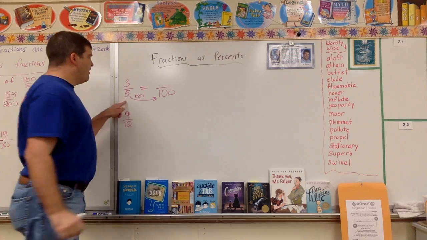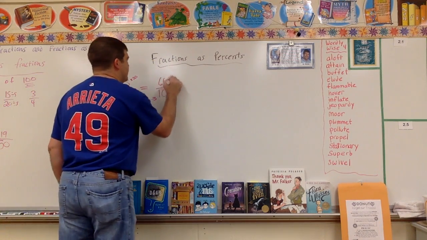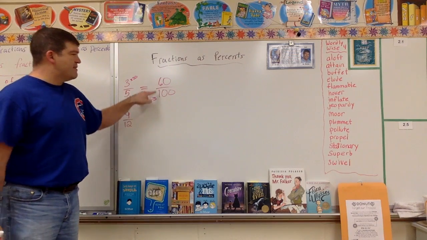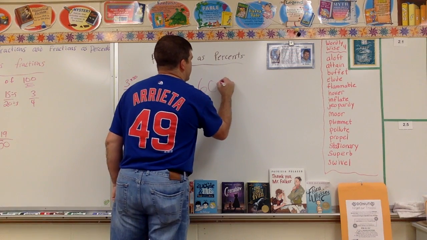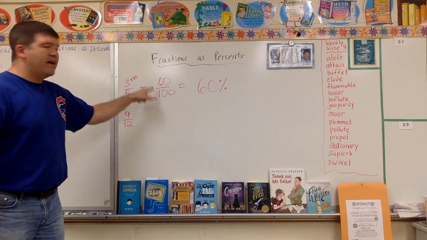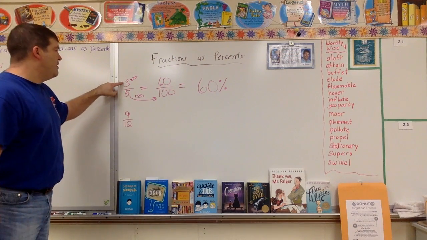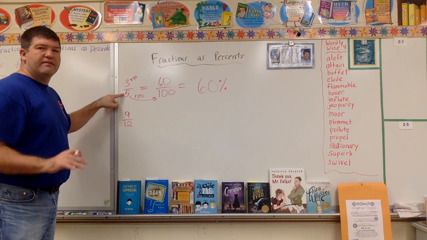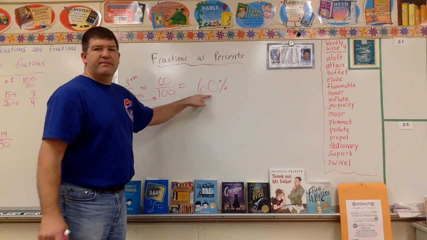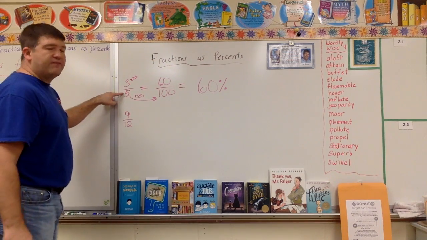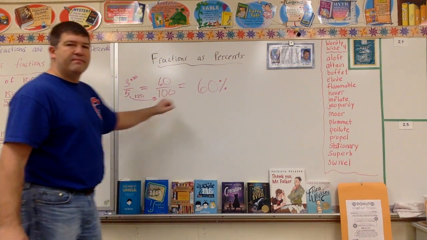Okay? So is there some way this 5 can get to 100? Times 20. 5 times 20 is 100. So this times 20 is 60. So 3/5 is 60 out of 100, which equals 60%. Anything out of 100 is your percent. Okay? So if I take 5 free throw shots and I make 3 of them, I'm shooting 60%. If I have a test and there's 5 total questions, I get 3 of them correct, I'm at 60%.